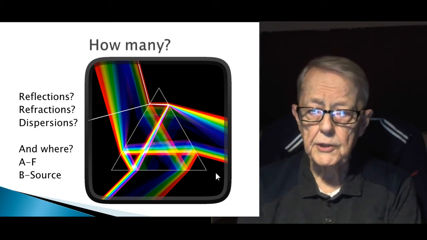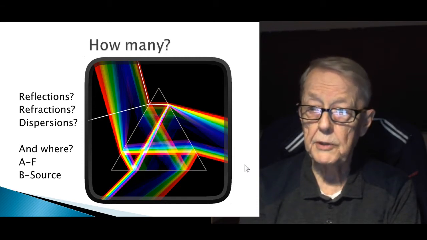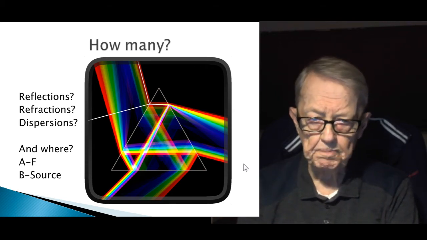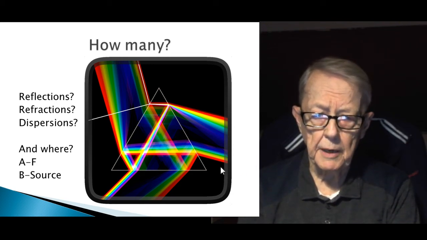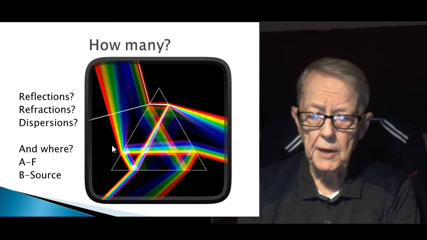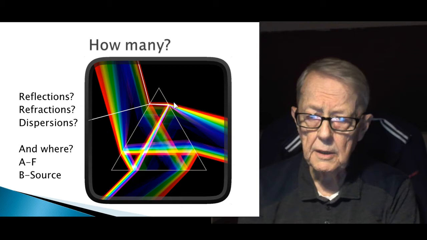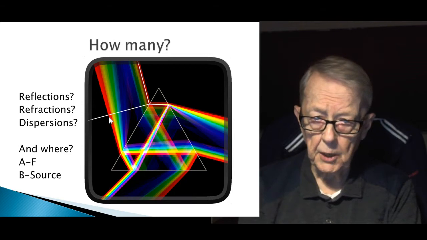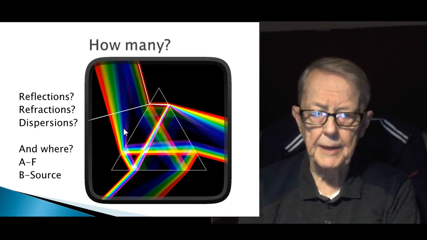But first I have a question. How many reflections, how many refractions, how many dispersions are in this drawing? It's not an actual photograph, this is a drawing. And where do they occur? Well, I don't have them labeled on the picture, and I apologize, but I'm going to call them points A through F, starting on the left side, left bottom is A, B, C, D, E, and F. Just to help you, B is the source of the white light.